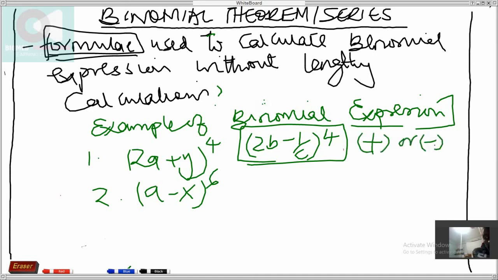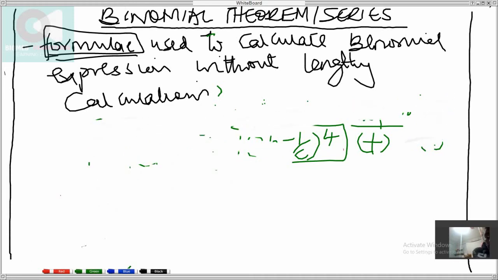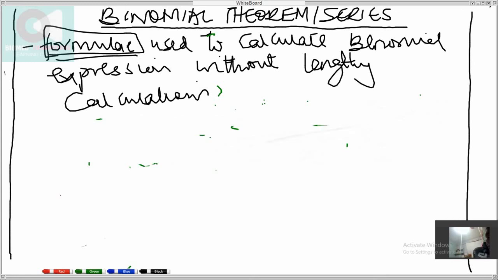So the binomial expression definition is an expression connected by a plus or negative sign. Let's do some examples.